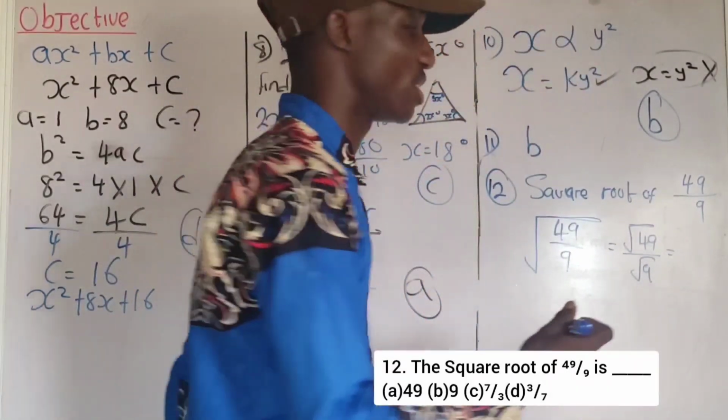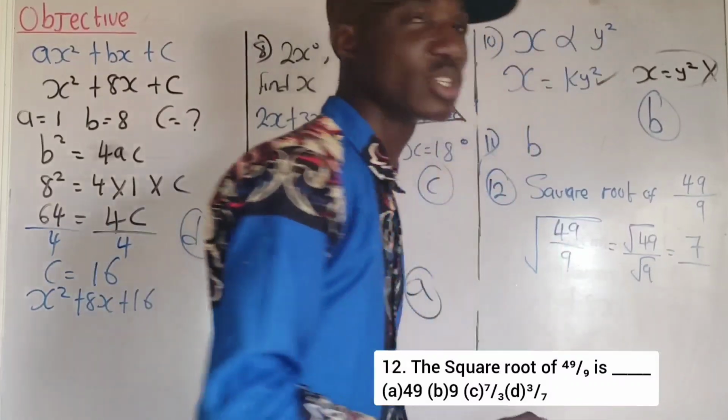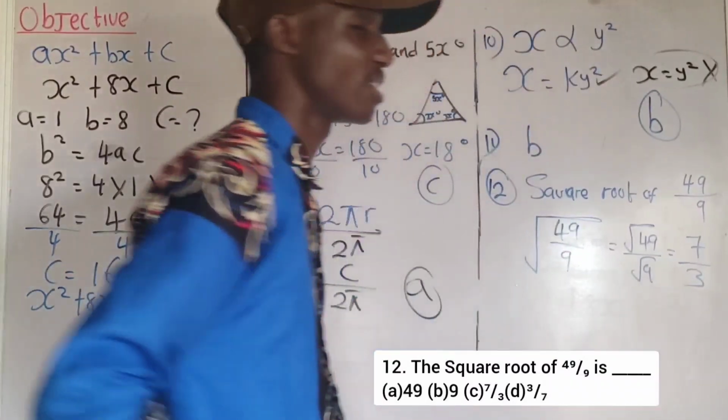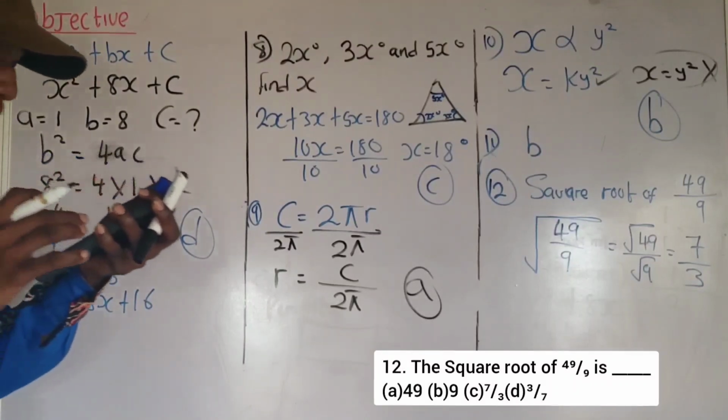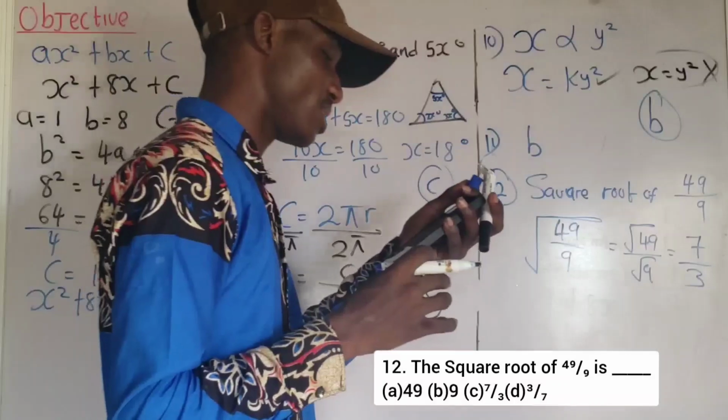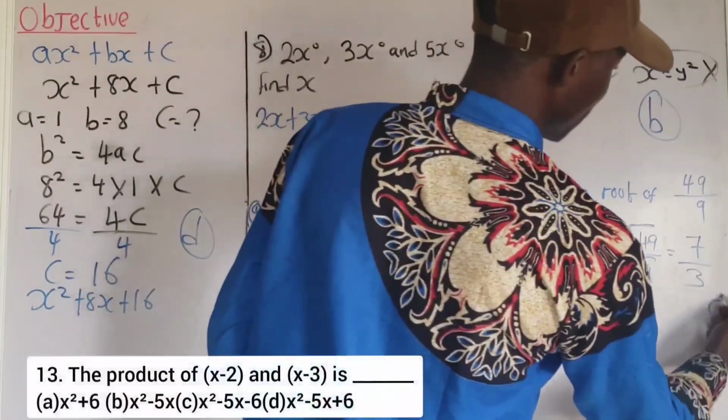Square root of 49 is what? 7. And square root of 9 is what? 3. So I'm going to have this over 3. Okay? The right option to that question is option C. Option C is correct, okay?